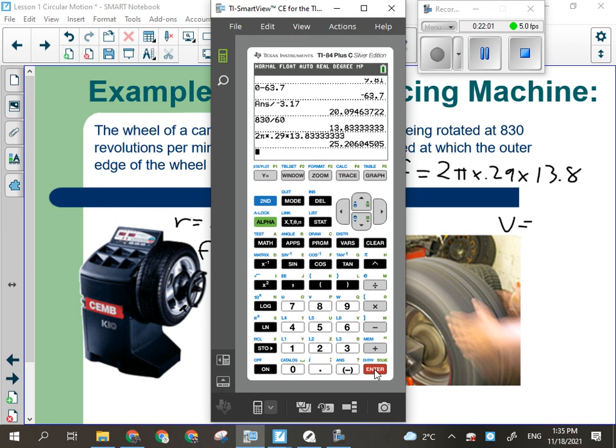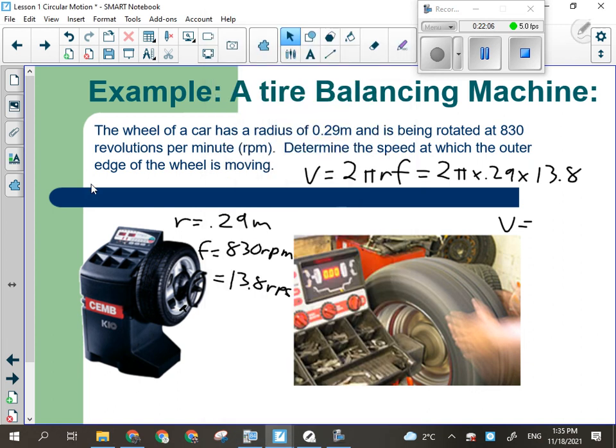Okay, which is 90 kilometers an hour. So it's moving fast.